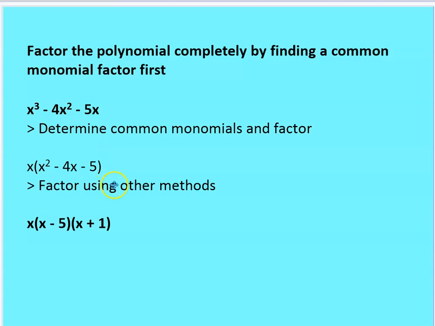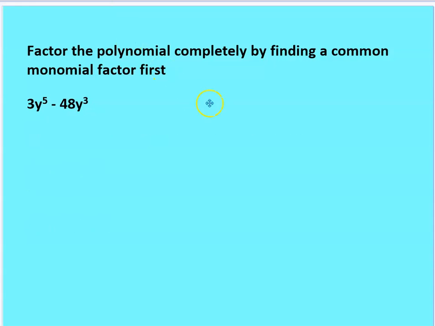And then we can factor using other methods. This is a quadratic that we can factor using the diamond and box method. And so we end up with x times x minus 5 times x plus 1. All right, so let's practice this together. So please pause here and see if you can factor this polynomial completely by finding a common monomial first. So I'm going to pause here for a moment, let you work on this, and I'm going to give you the answer.